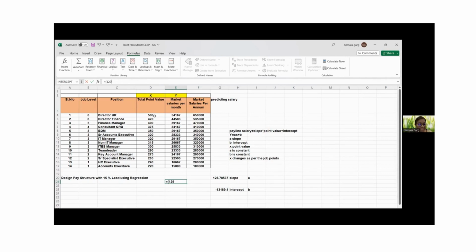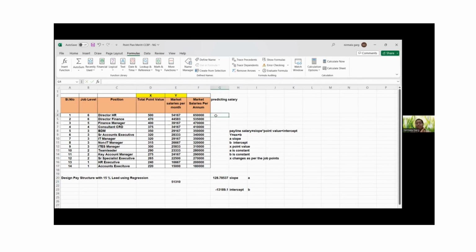So 129 multiplied by x, so your x is this one. Then close the bracket and then plus B. But plus B is what here? Minus intercept value. So can we round it off? 131 and 90. So we'll put 13190.